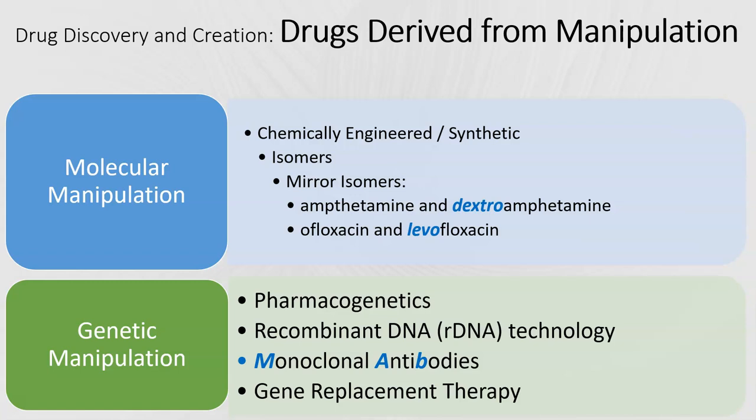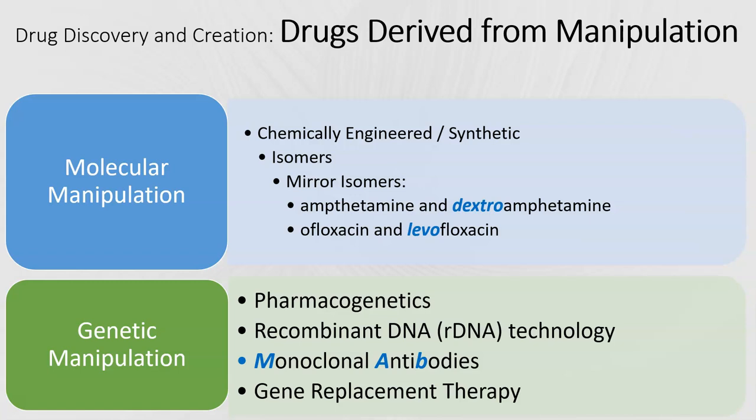And we identify these by using location designators. So amphetamine is the first drug, and then we have a right isomer. Dextro means right. So dextroamphetamine. They're basically the same fundamental compound, but we've just changed the way that it works by altering the way that the chemical molecular structure is aligned. Now, another one, ofloxacin, this is an antibiotic, and levofloxacin, and levo means left.